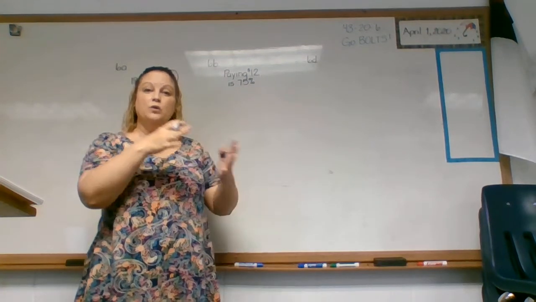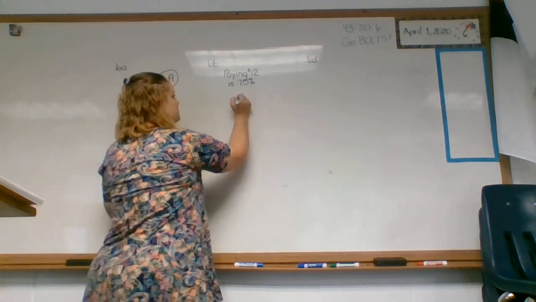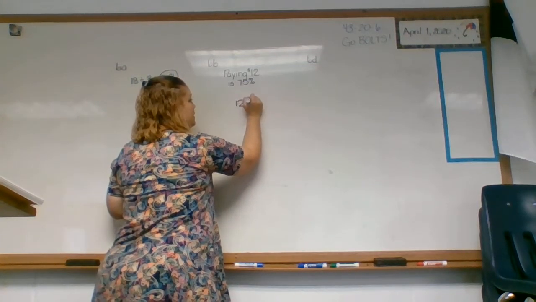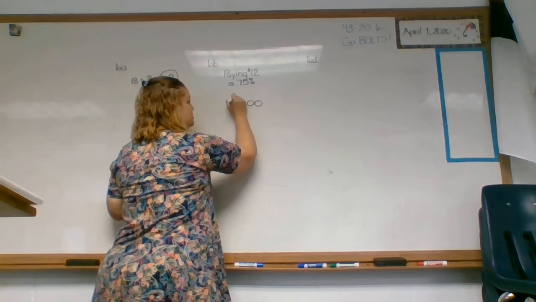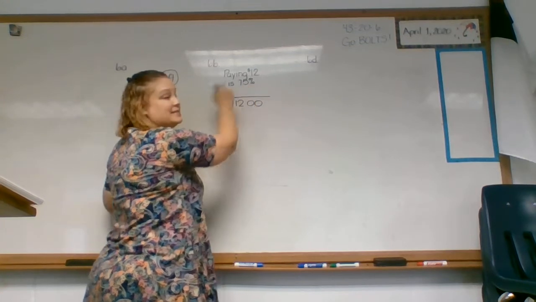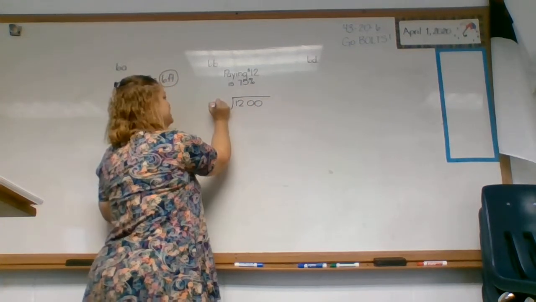So when we set up to work backwards, we can put that $12 divided by 75% as a decimal.